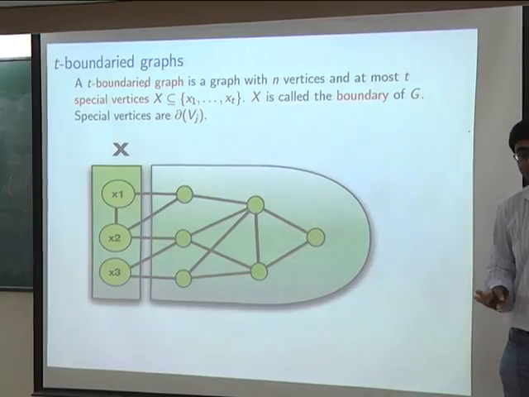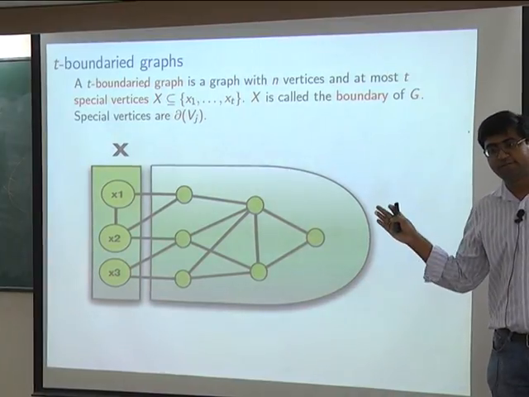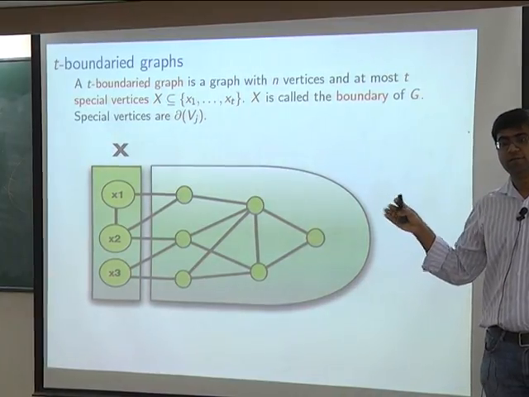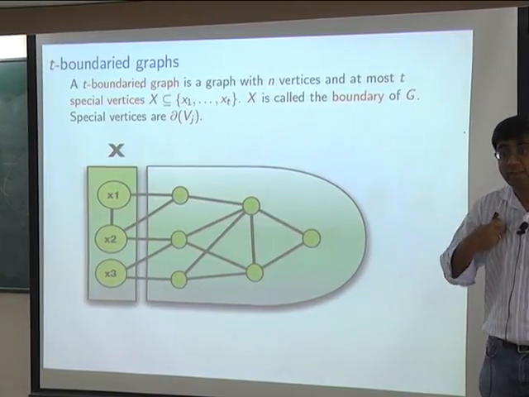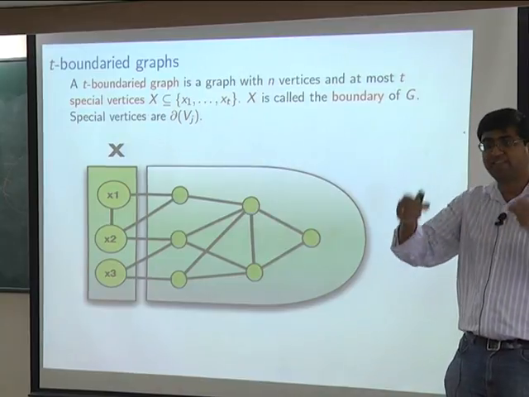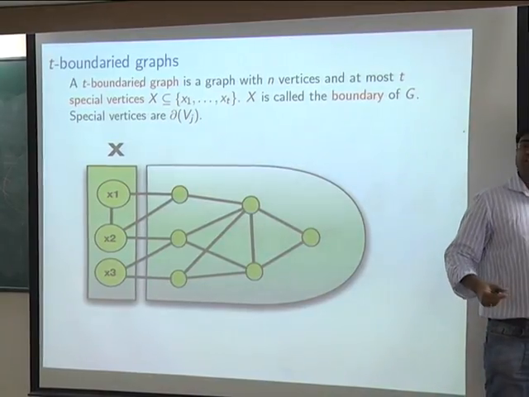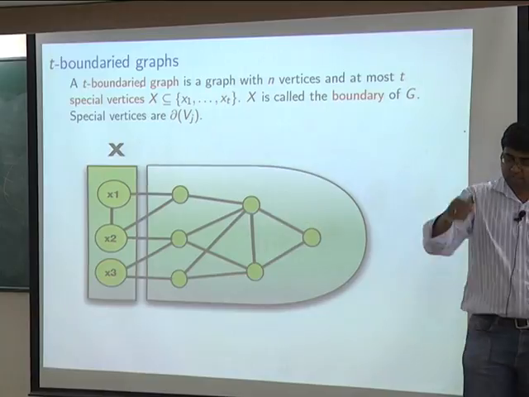Are you happy with graphs? All class of all graphs? Yeah, that's fine. When you say X is called the boundary of G, I define, I call it, I fix, this is what I call it: a pair G comma X. These are my special vertices.